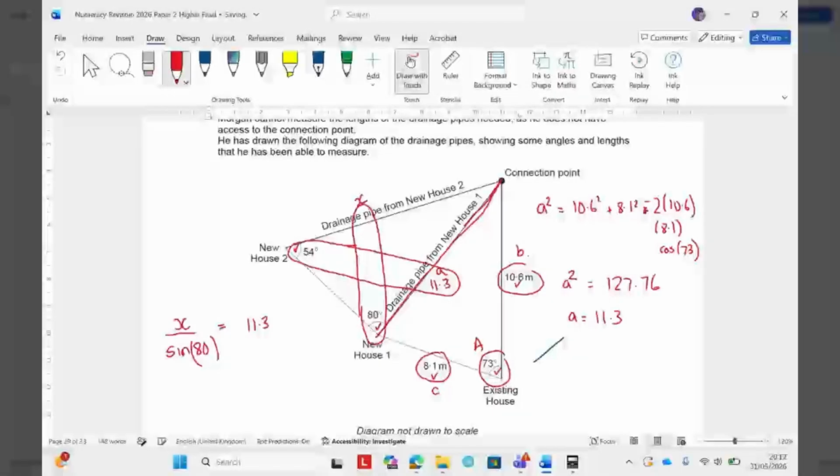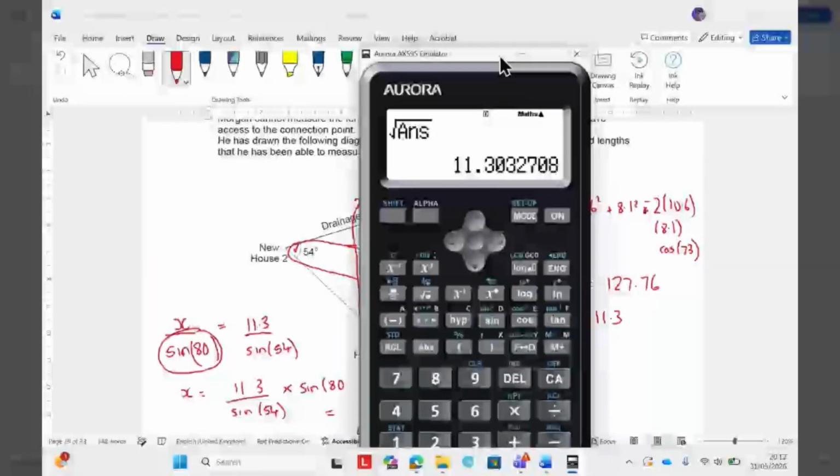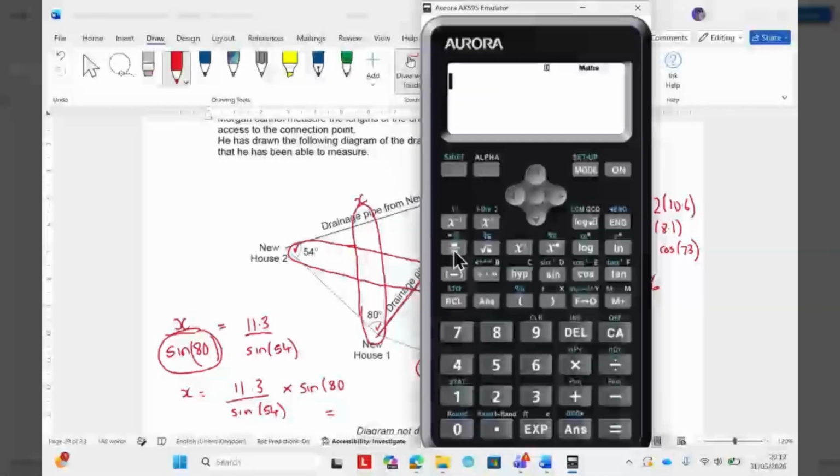11.3, which came from my answer there, divided by sine 54. So x equals 11.3 over sine 54. And the opposite of dividing by sine 80, which is what we're doing here, is to times sine 80, and we'll put that into our calculator. I'll show you how to do that quickly.